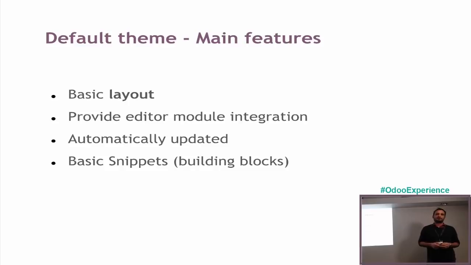Those are the main features of the default theme. As I said before, it provides a basic layout and the integration with the website editor. So each time you click on edit, customize a snippet, or change the background color of a div, you are calling functions that are triggered by the default theme. It also provides basic snippets like text left, image right, the banner, the lists, all this kind of basic snippet that we usually have in Odoo.